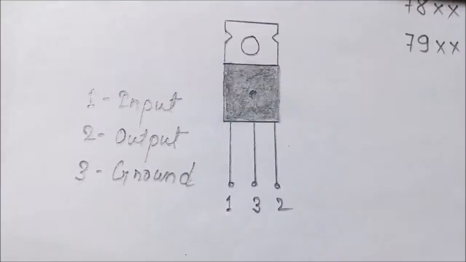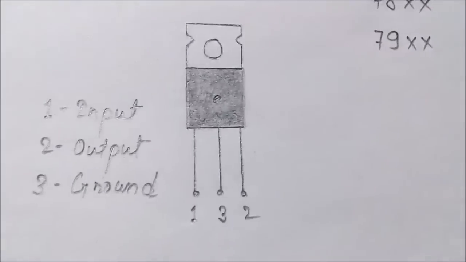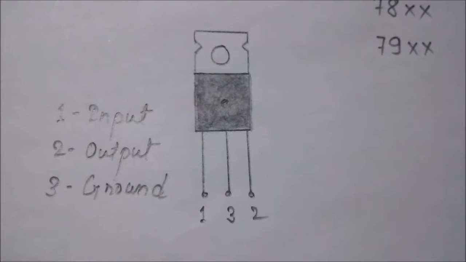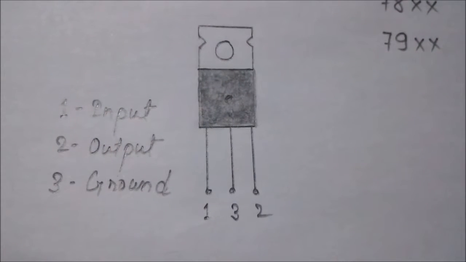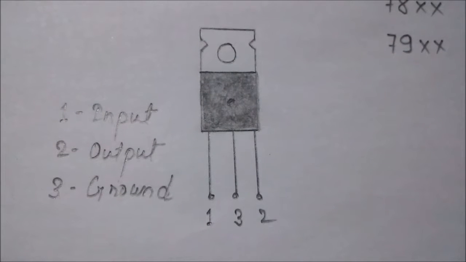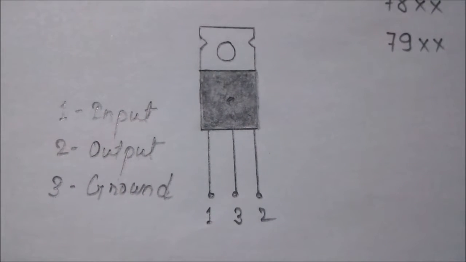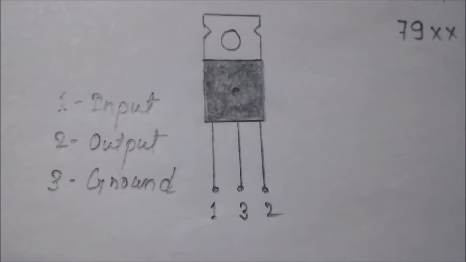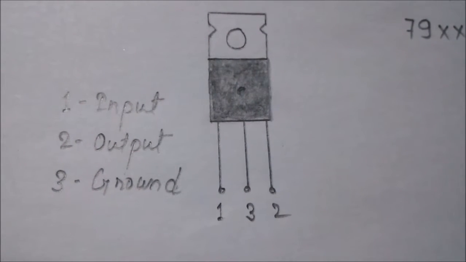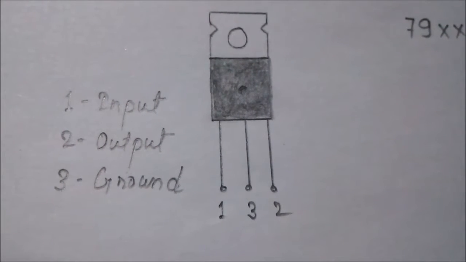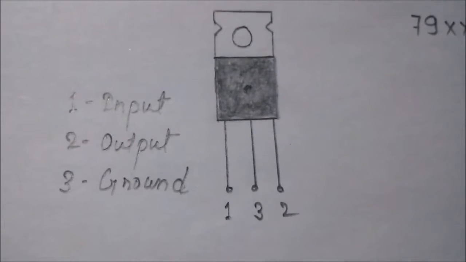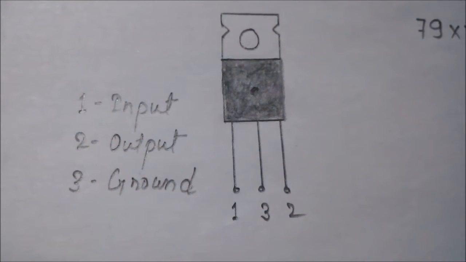So with the help of the voltage regulator, we are able to provide a constant DC voltage at the output of the circuit. A voltage regulator is defined as an electronic component which is used to provide a constant voltage at the output of the circuit. It contains 3 terminals: input, output and ground. Input is connected to the input side of the circuit, output is connected to the load side of the circuit, and the third pin of the voltage regulator is connected to the ground.